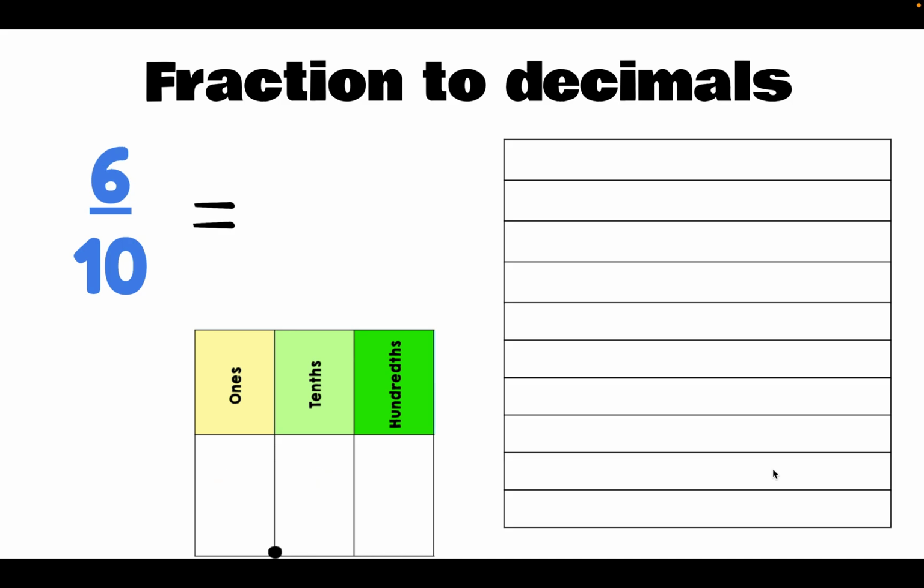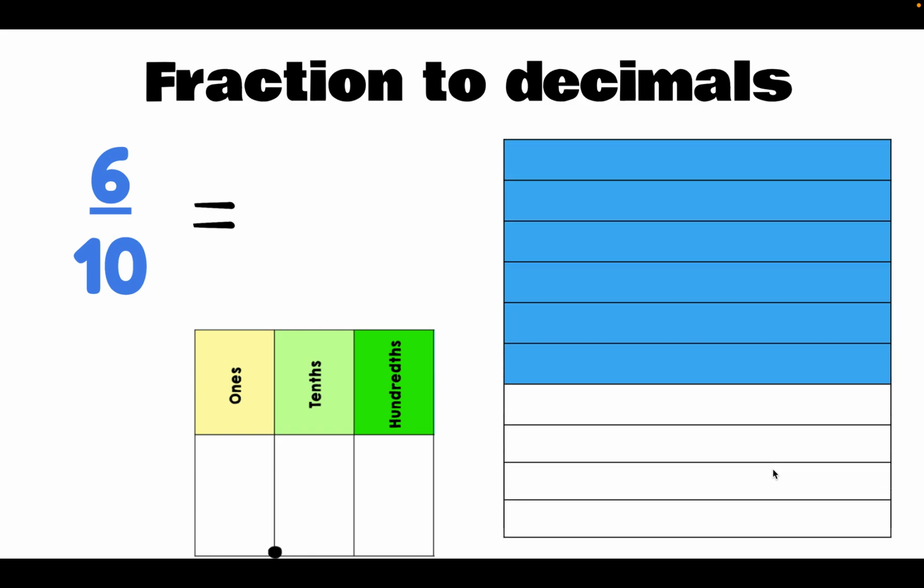Now we have 6 tenths. We're going to shade in 6 of them. And again, in our place value chart, we have 0 ones and 6 tenths. So our decimal would be written just like this.